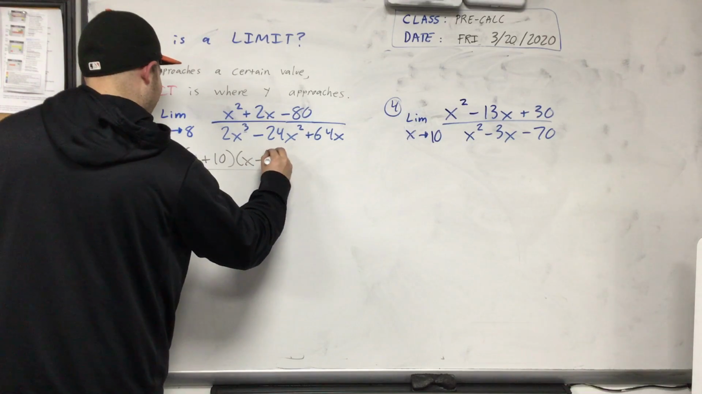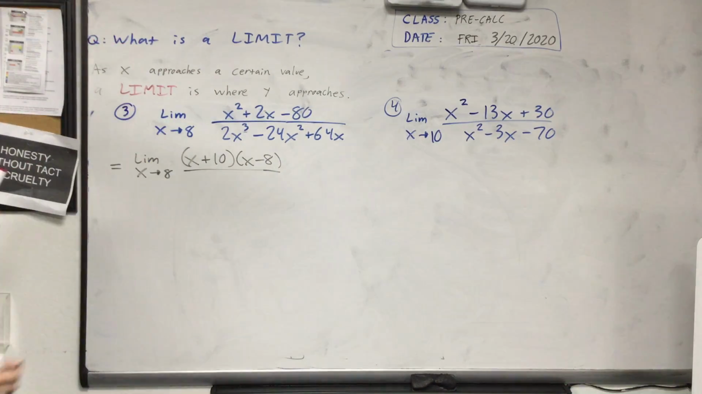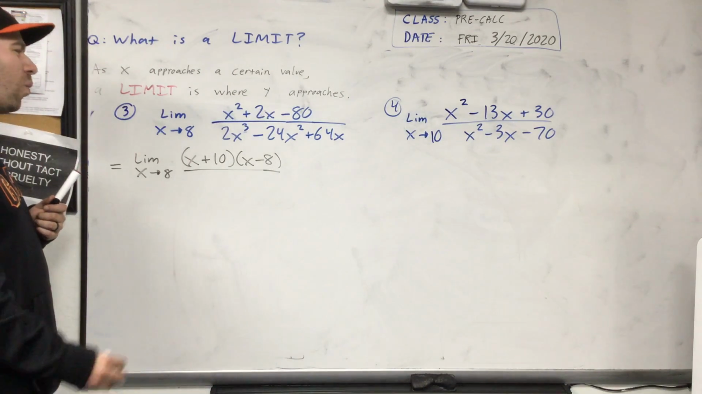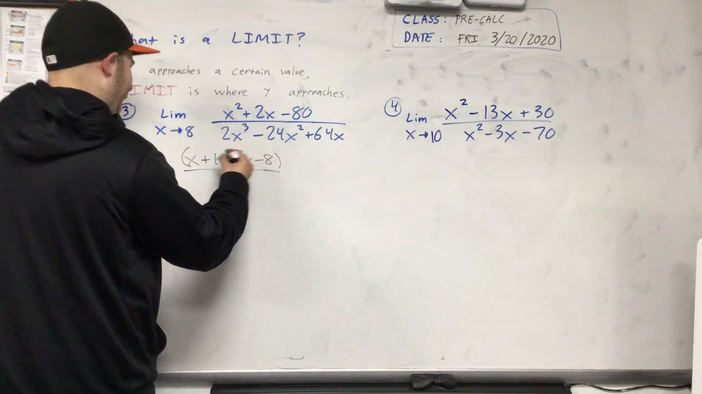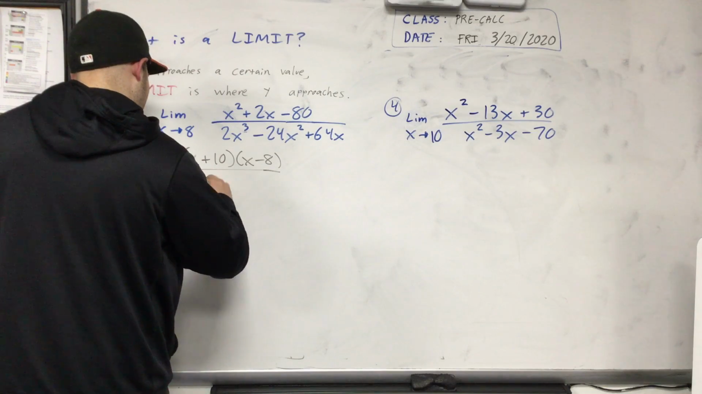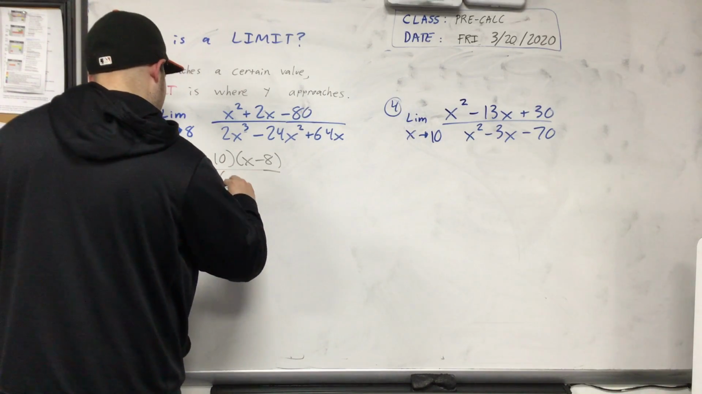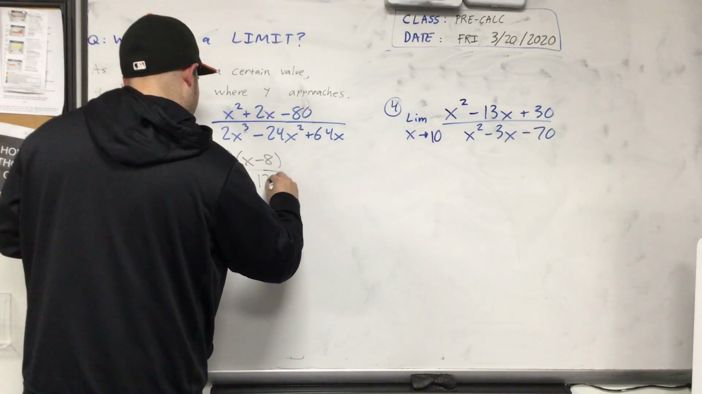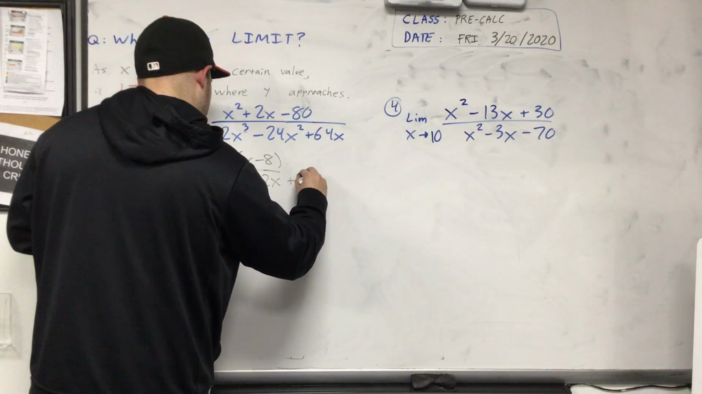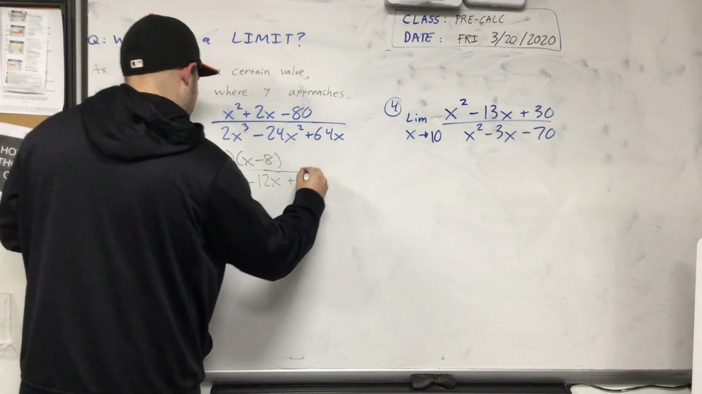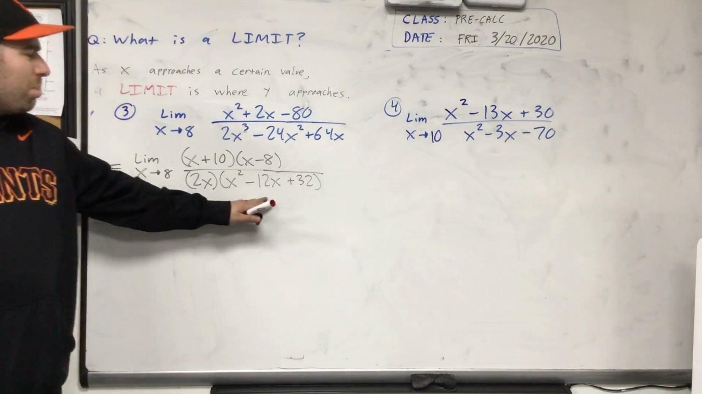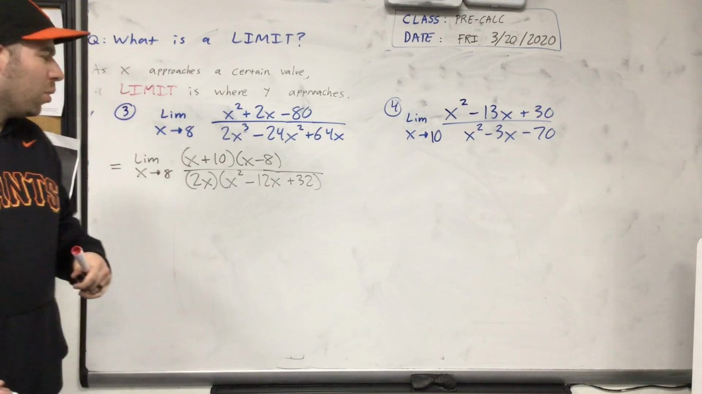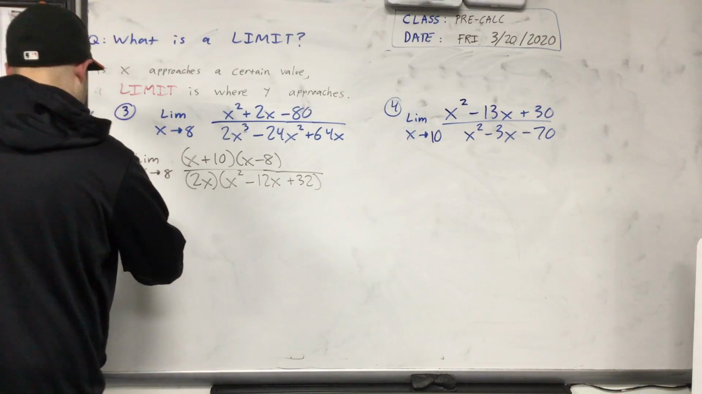I can already sense that that x minus 8 is going to cause me trouble in this problem. All right, let's take a look at the bottom. I can factor out a 2x, and then I get x squared minus 12x plus 32. That tells me this can be factored a little bit more. So let's do that.